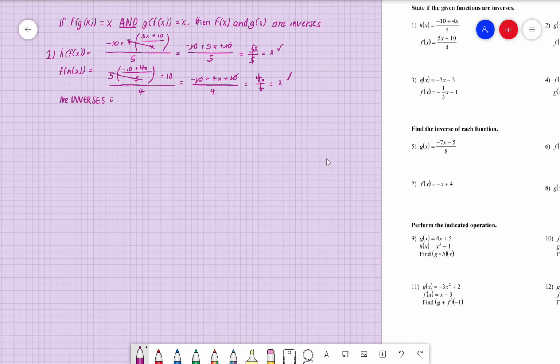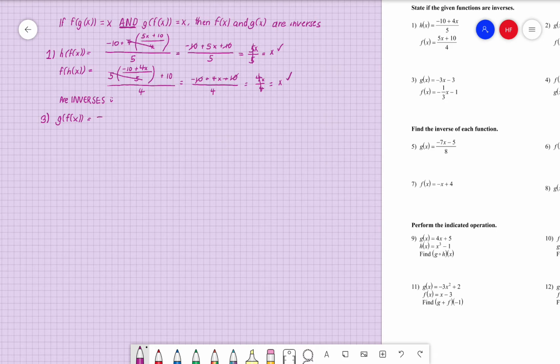Oops, not number 3, we're doing the left side. So on not number 2, number 3. Number 3, we've got g of x equals -3x minus 3, and f of x is -1/3 x minus 1. So I'm going to take g of f of x first. Doesn't matter the order because we've got to check both. And if one of them doesn't work, we automatically stop.